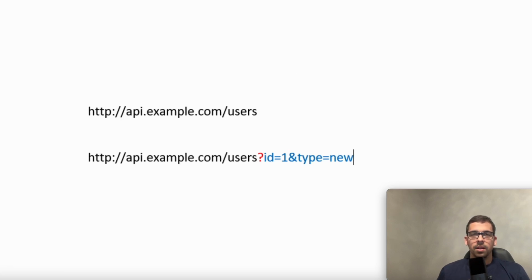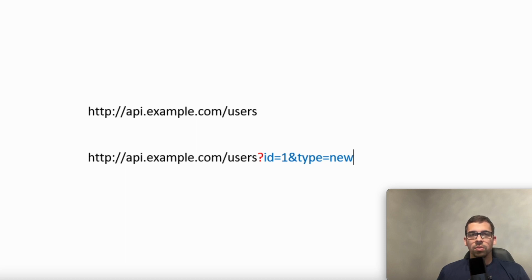For example, let's say we have a request URL like this: http://api.example.com/users. Now, if we want to filter users by their ID and type, we can simply add the parameters to the URL like this: http://api.example.com/users?id=1&type=new.